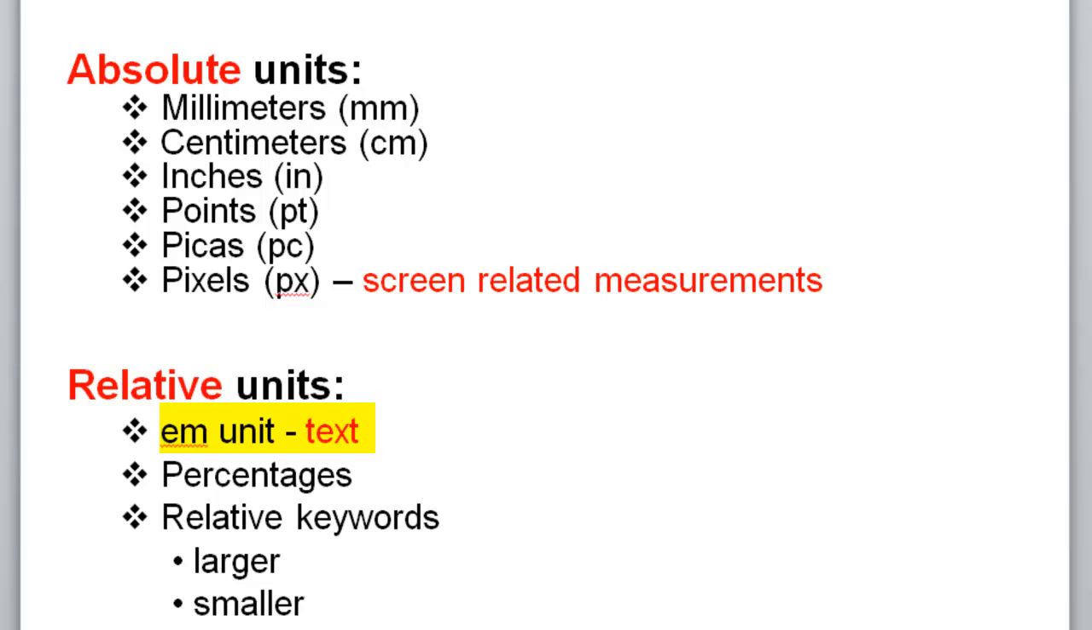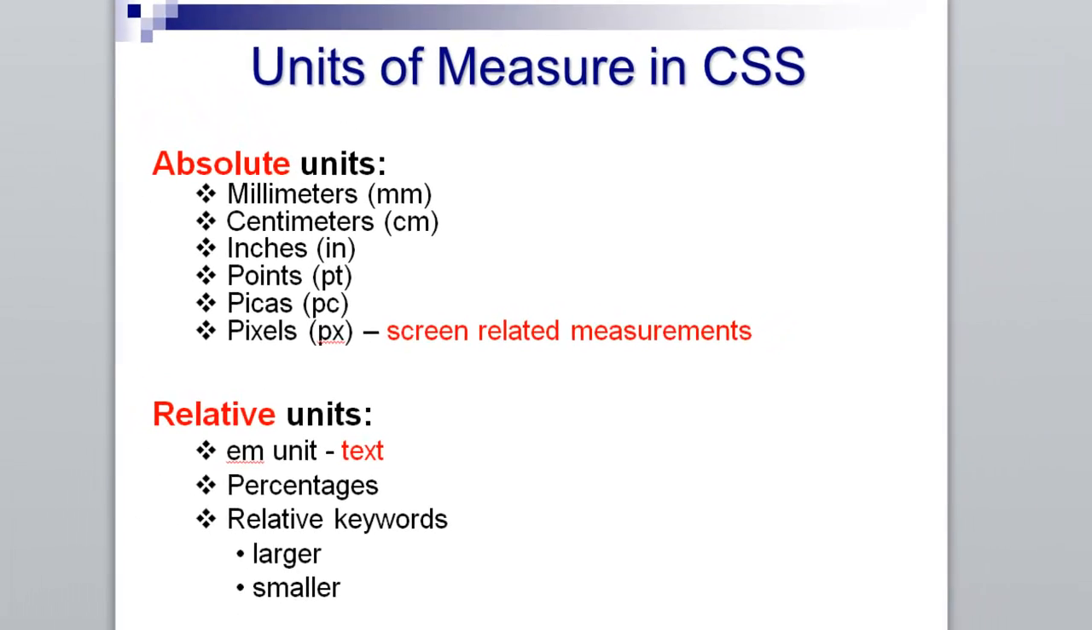Relative units, the EM unit, that is a relative unit, and we generally see that used for text. That way, if the user wants to adjust their font size in the browser, it will proportionally adjust, whereas with fixed units, the font size will not. So we see EM being used a lot for reasons of accessibility.